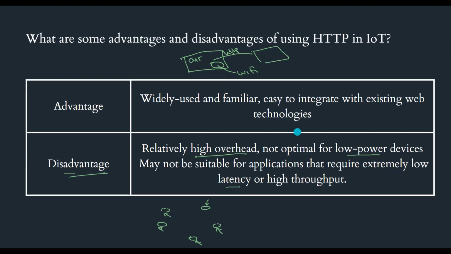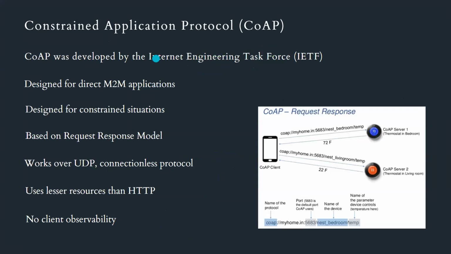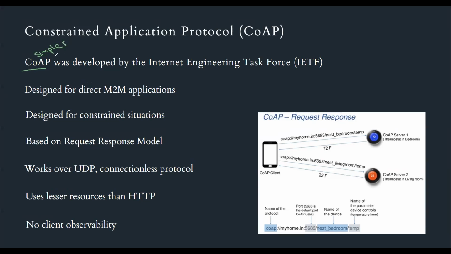In that case, we need to use protocols like CoAP. CoAP is known as the Constrained Application Protocol. It was developed by the Internet Engineering Task Force, IETF, and it is designed for direct M2M applications, that means machine-to-machine applications. So CoAP is the simpler version of HTTP, and it is used to access web services. It is much more lightweight than HTTP because it is built on fewer functions than HTTP.